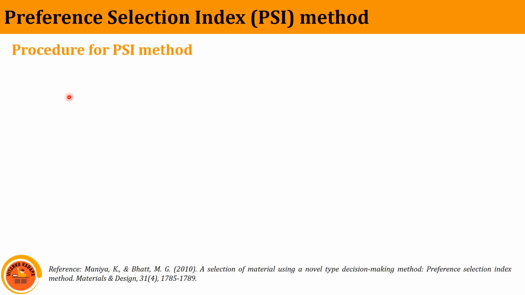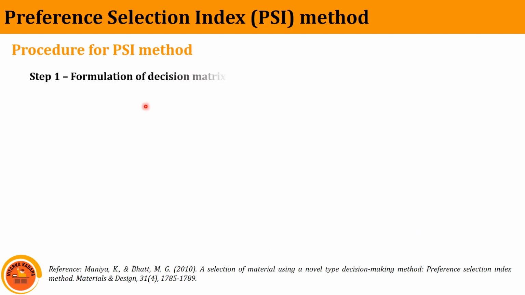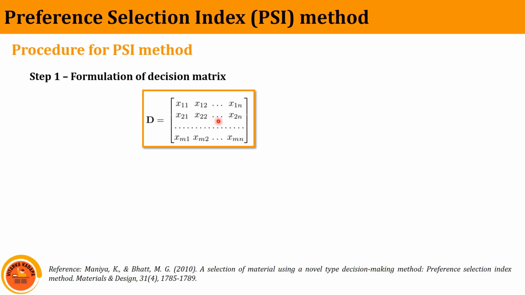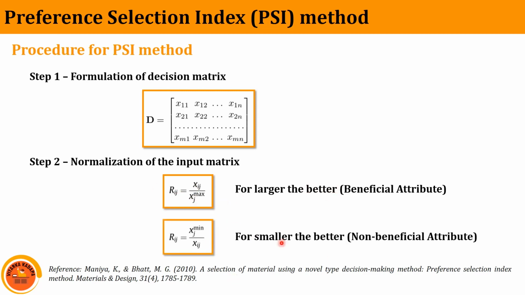So coming to the procedure of PSI, what are the various procedural steps? There will be 5 procedural steps here. First, as usual in most of the MCDM methods, we formulate the decision matrix. The second is also a popular step, that is normalization. Here the normalization takes place in 2 cases. If the attribute is larger the better, or a beneficial attribute, then we have to use this formula. If it is smaller the better, or a non-beneficial attribute, then we have to use this formula.